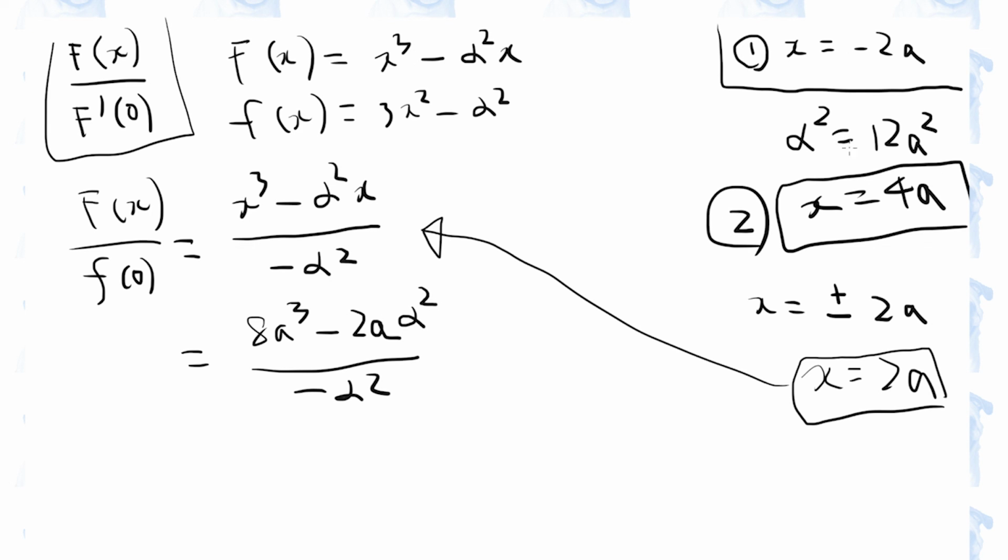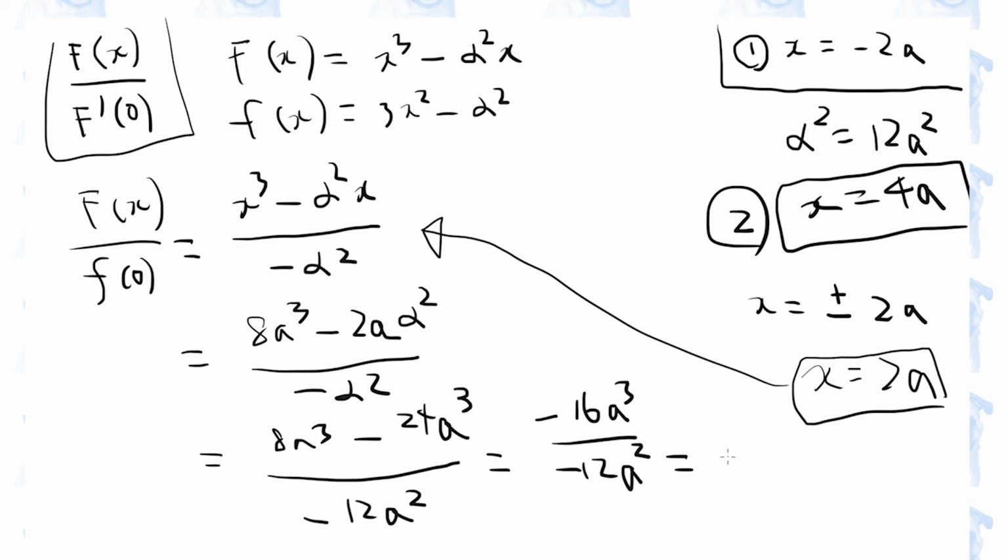Again, alpha squared is 12a squared. So this is the answer.